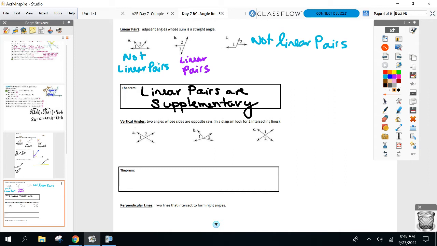So in this diagram here, I have 2 intersecting lines in part A. Would 1 and 2 be considered vertical? No, they're not.